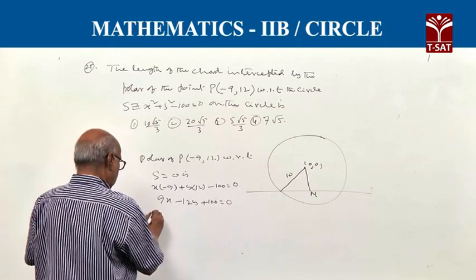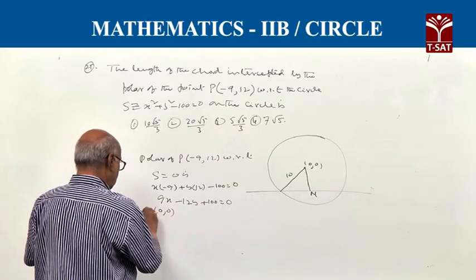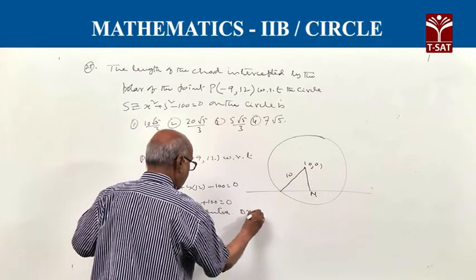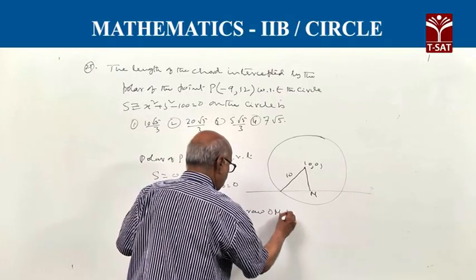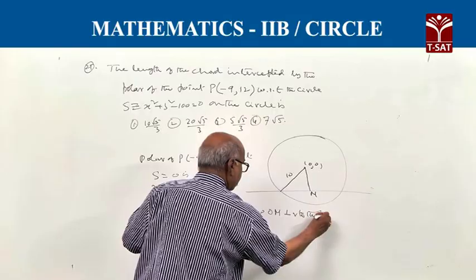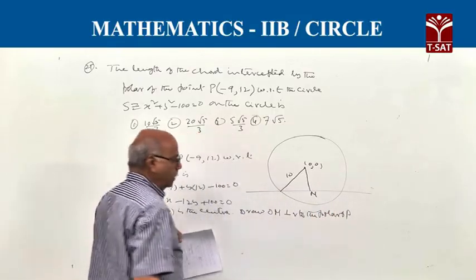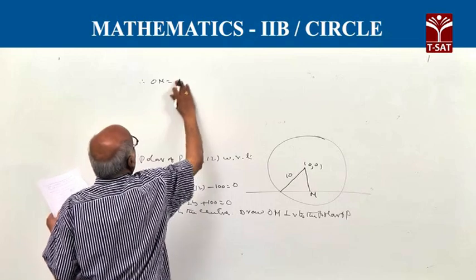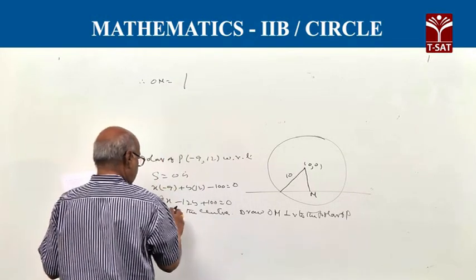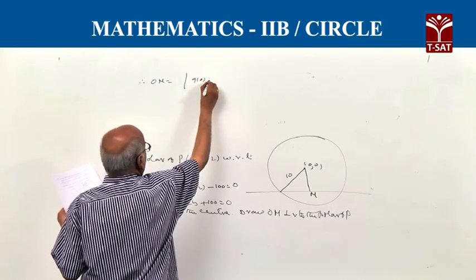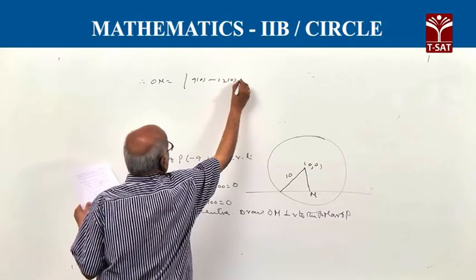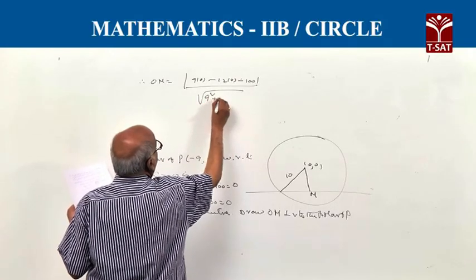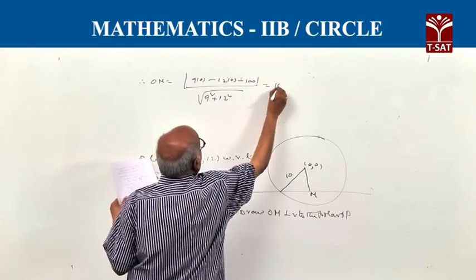Now see, O(0, 0) is the center. Now draw OM perpendicular to the polar of P. So, therefore, OM is equal to the modulus of 9 into 0 minus 12 into 0 plus 100, by the square root of 9 square plus 12 square.